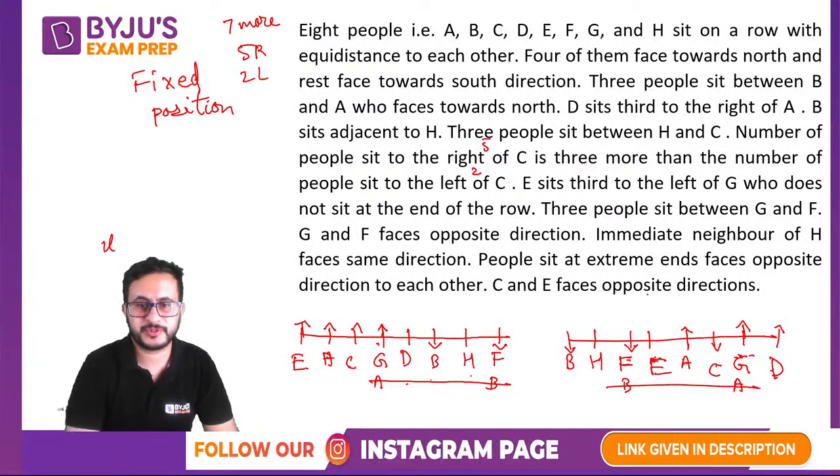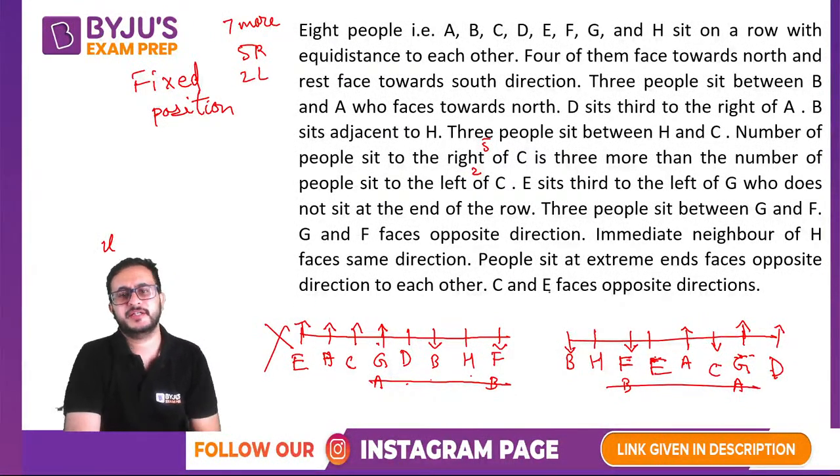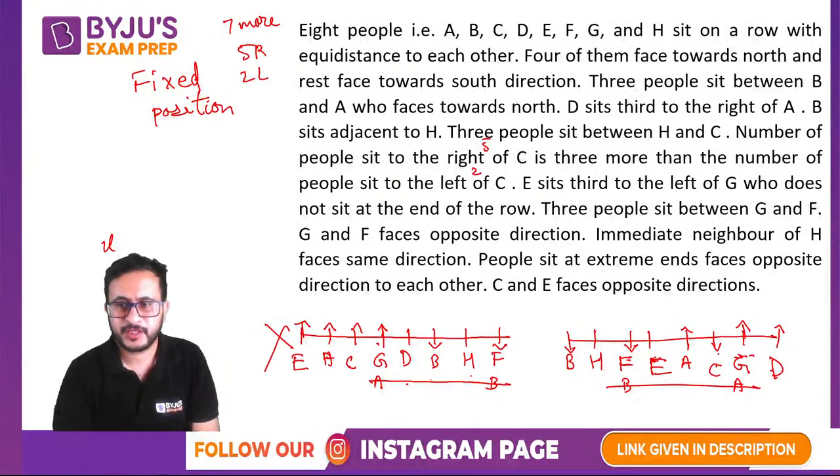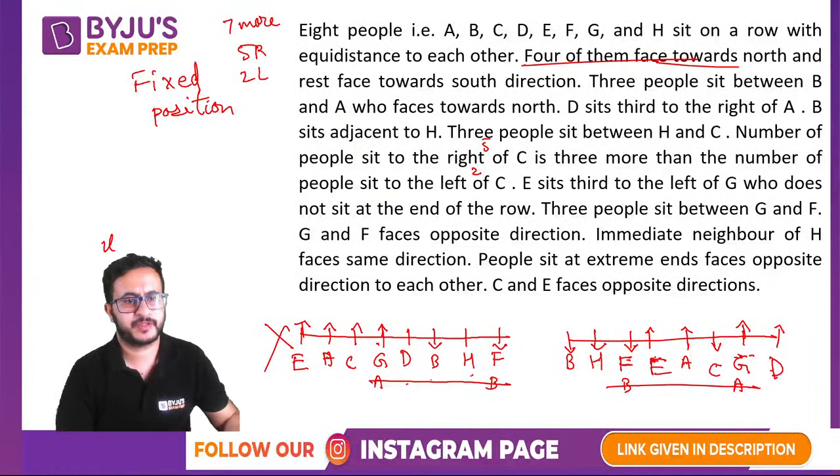C and E face opposite directions. So this is north and E is also facing north, right? So this case gets eliminated, as C and E must face opposite directions. Now C is facing south, so we will have E facing north. Lastly, because there are 4 of them facing north, 1, 2, 3, 4 already facing north, this will be south. So this will complete the arrangement.